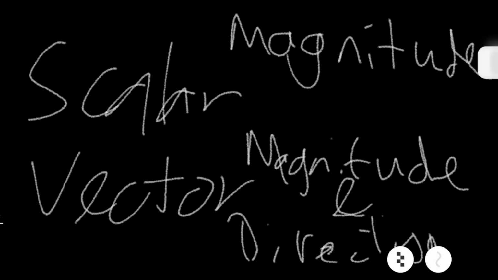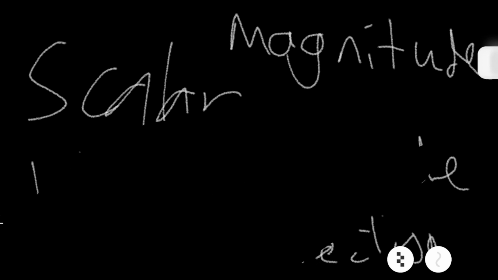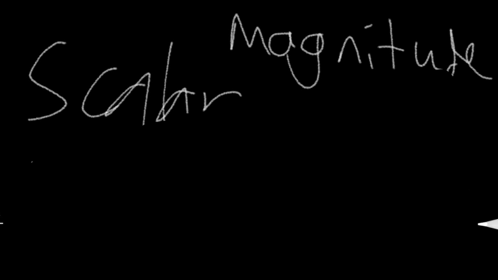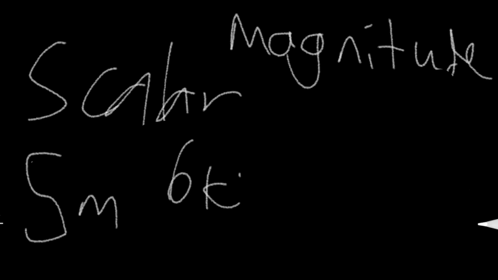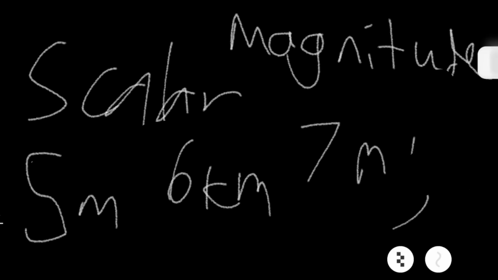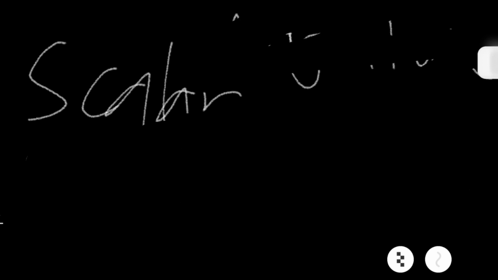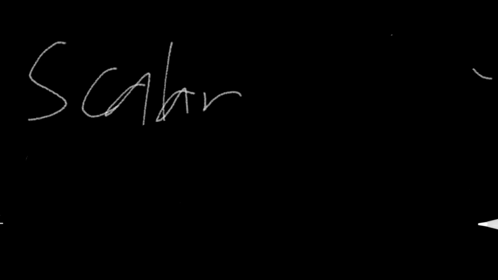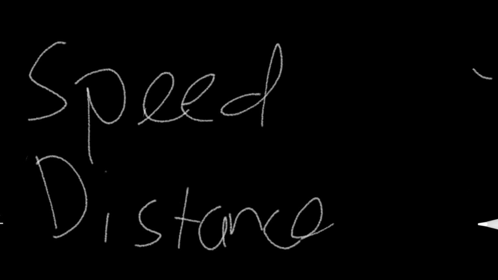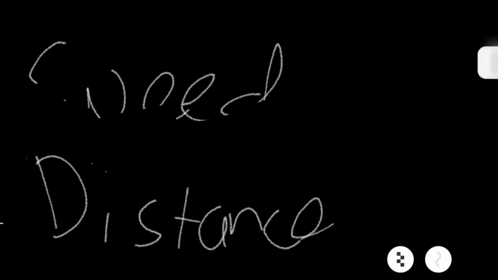Now, what do we mean by magnitude? By magnitude, we mean that it involves a quantity, a value. For example, 5 meters, 6 kilometers, or maybe 7 meters per second. Those are examples of magnitude. And in scalar, there are two quantities that we're going to talk about today: speed and distance.